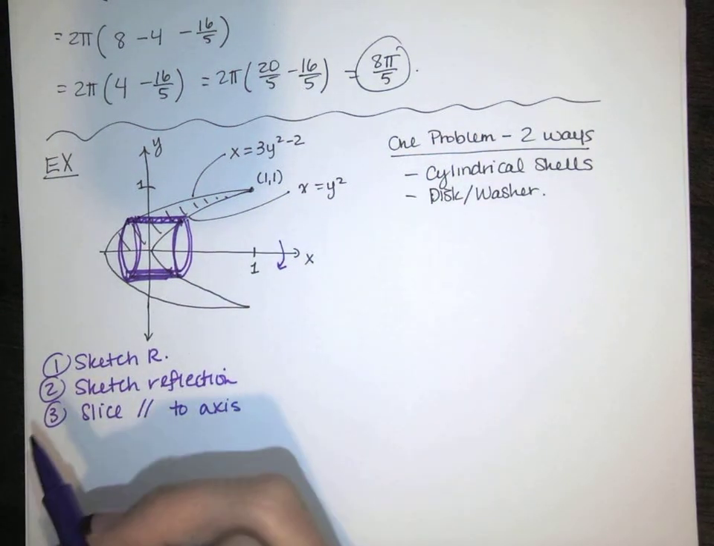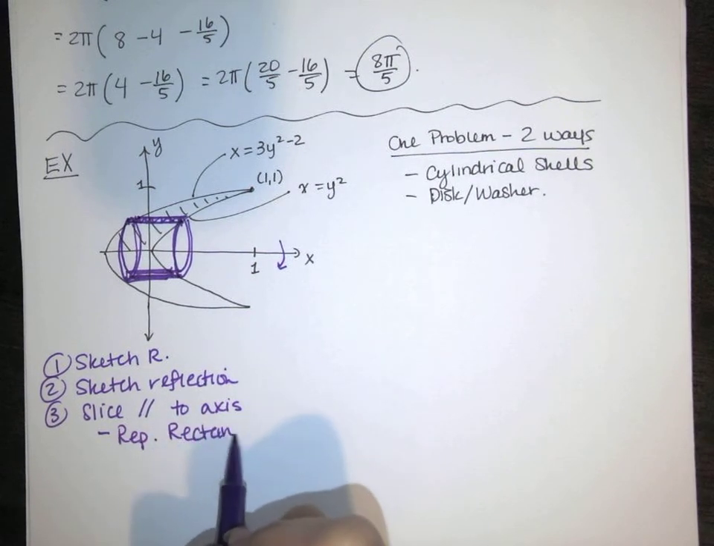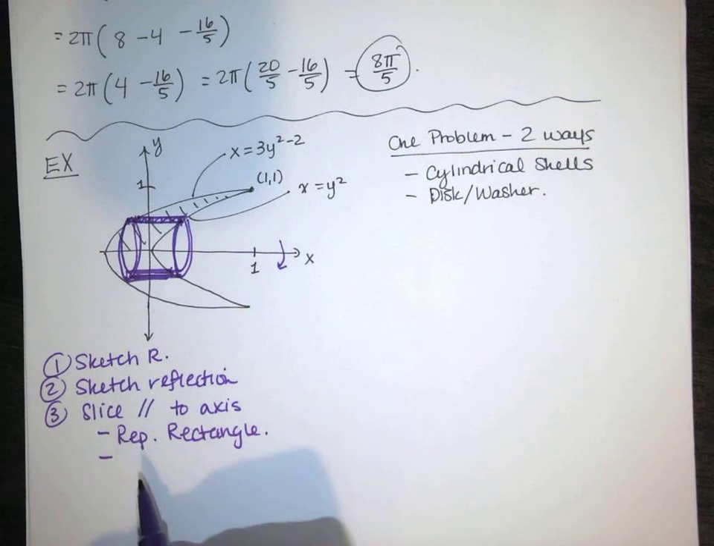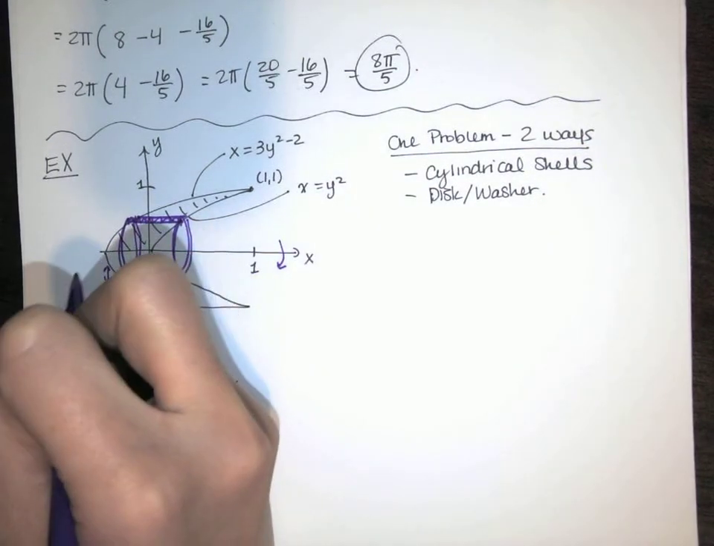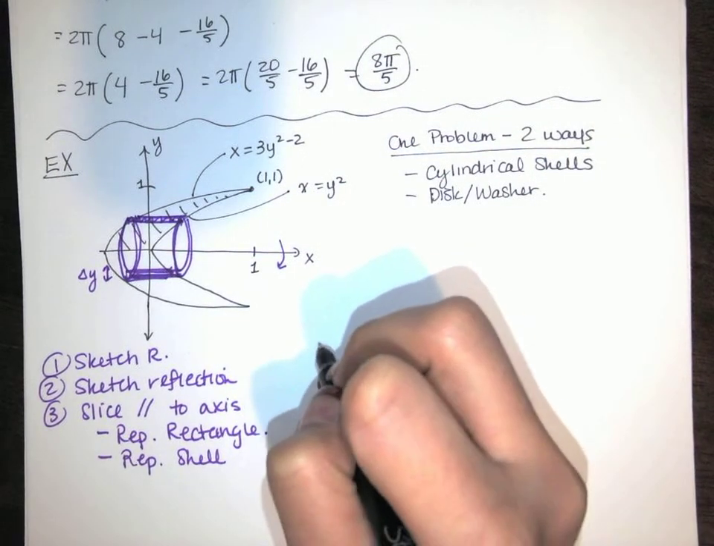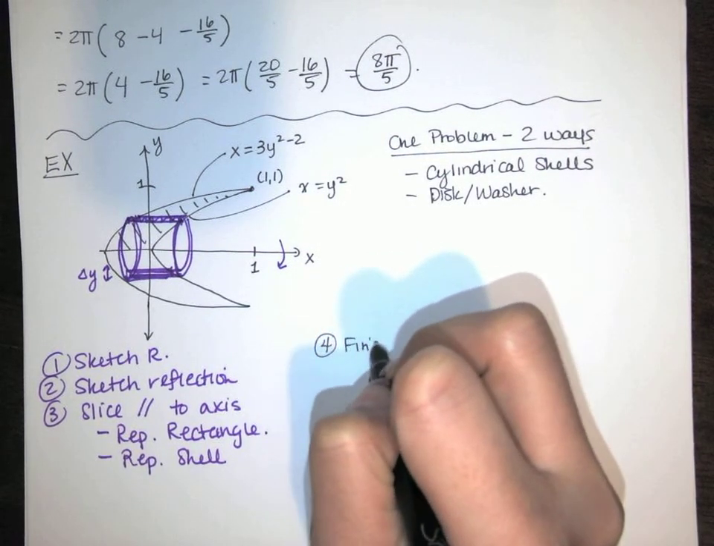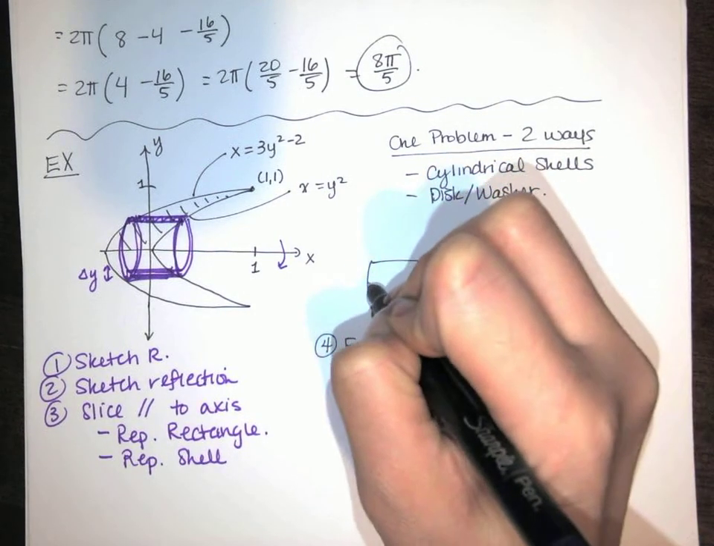So we slice parallel to the axis. We've got our representative rectangle. We've got our representative shell. And notice that the width of that rectangle is delta y. So now we just need to find, after we've sliced parallel to the axis and drawn the representative rectangle and representative shell, the volume of that typical shell. And it looks like this with the shell method.